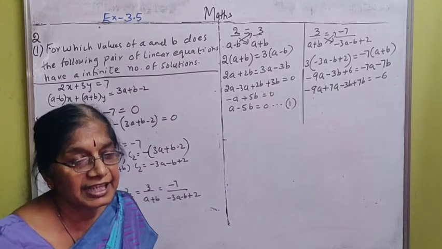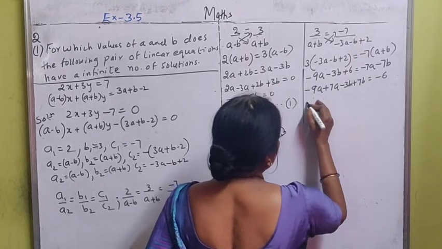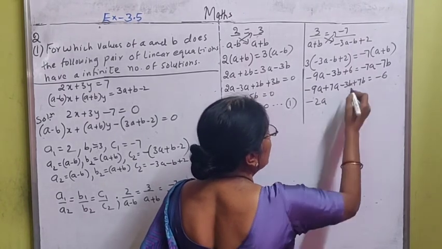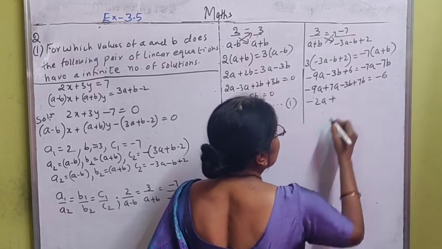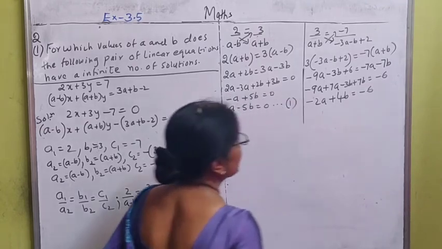Minus 9a plus 7a: minus sign is greater, so the answer will become minus. 9 minus 7 is 2, minus 2a. Minus 3b plus 7b: plus sign is greater, plus 7 minus 3 is how much? 4b is equal to minus 6.